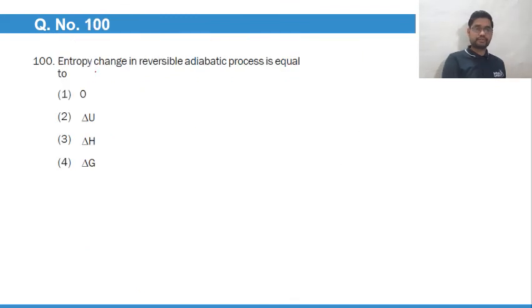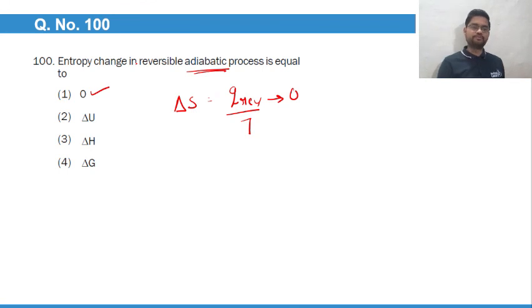Then, entropy change in a reversible adiabatic process is equal to 0. Why? Because delta S is equal to Q reversible by temperature. But for an adiabatic process, this tends to 0, and hence entropy change is 0. Clear?